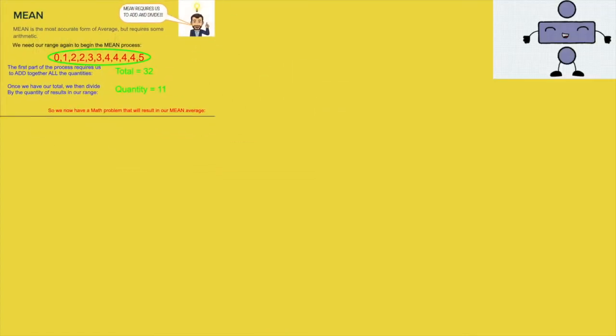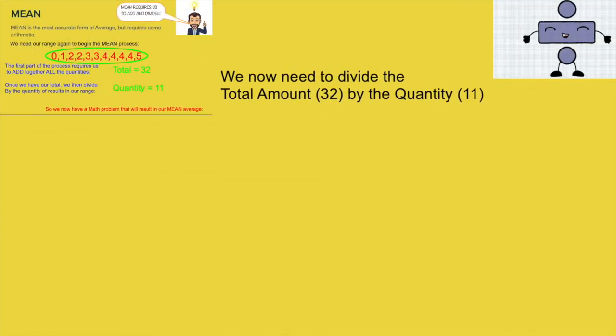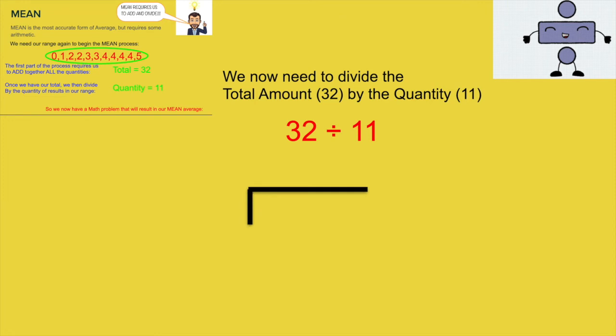So let's move on. So now we have that information. We now need to divide the total amount by the quantity of results, okay? So we are working with the simple equation of 32 divided by 11. All right, so let's go ahead and do that, shall we? Okay, so let's get a division table. So there's our dividend, which is 32. That's the total quantity of total numbers added together, and we're dividing by how many numbers there are. Okay, so 32 divided by 11.